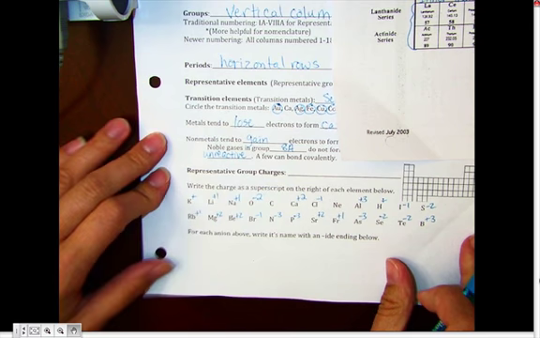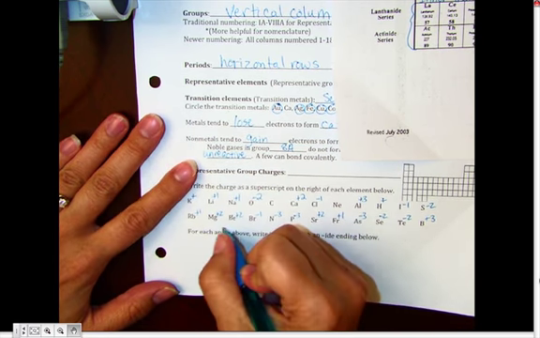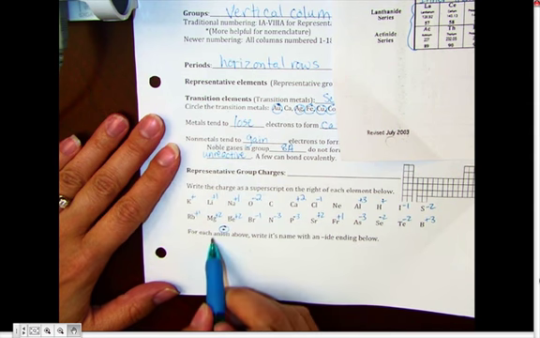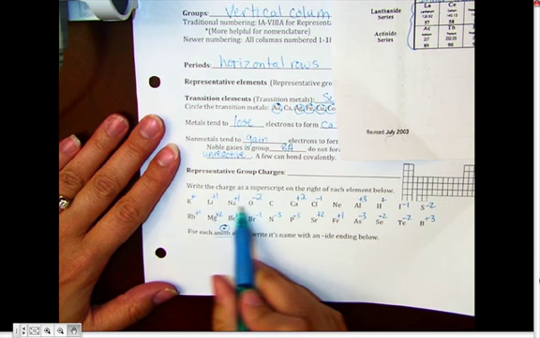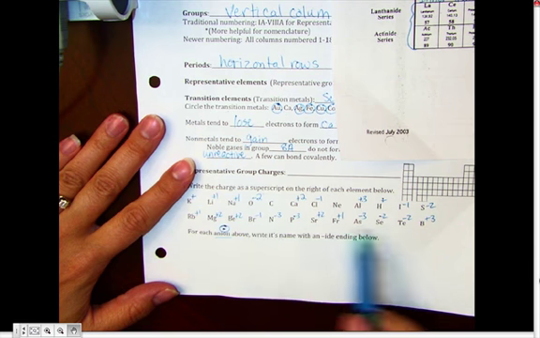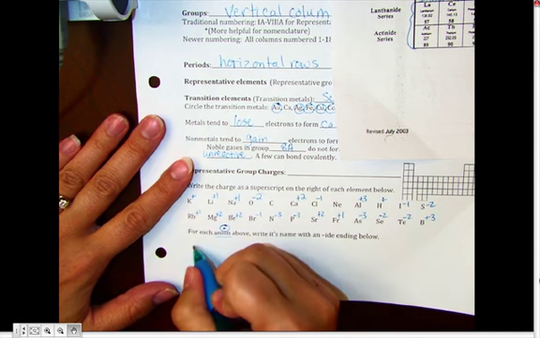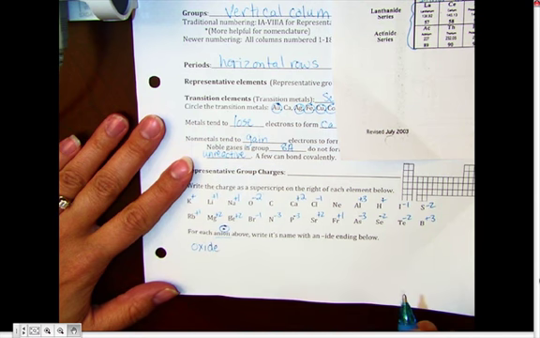Alright, one more section on this page. For each anion, remember that's the ones with the negative charges, for each anion above, write its name with an IDE ending below. So for example, the first one I come to is oxygen with a -2. It doesn't matter what minus sign it is as long as it's negative. We change the ending of the word to IDE. So instead of oxygen, it's oxide.